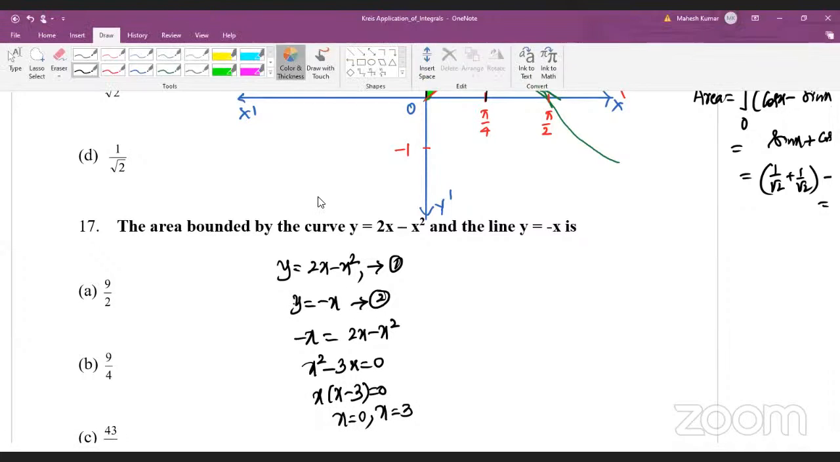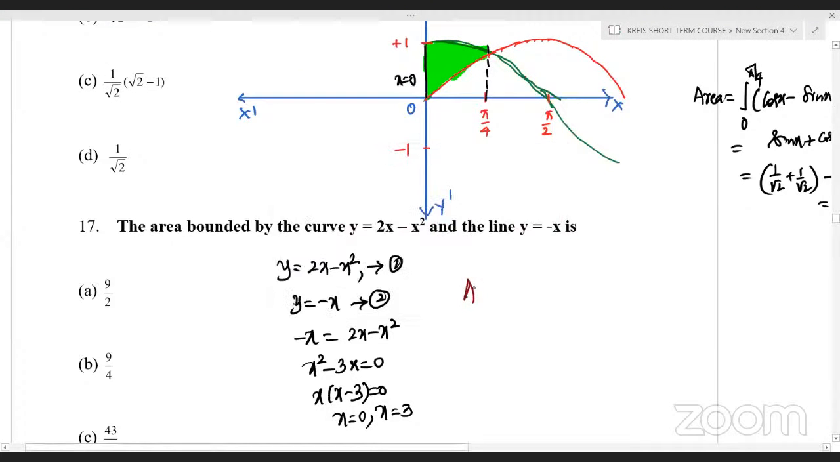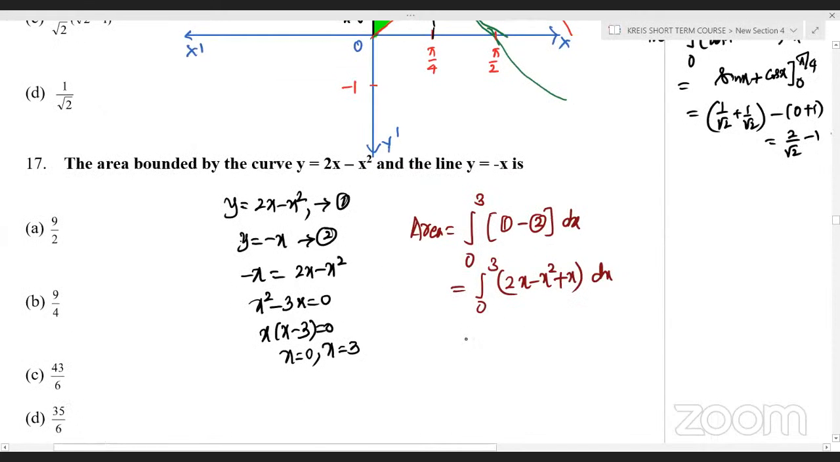Now the required area will be nothing but, so area is nothing but integral from 0 to 3. You can take the first one minus the second one or vice versa, integrated with respect to x. Integral from 0 to 3, 2x minus x squared minus of minus x. It is plus x integrated with respect to x. This will be integral from 0 to 3, 3x minus x square integrated with respect to x. 3 into x integration, x square by 2 minus x cube by 3 evaluated between 0 and 3.